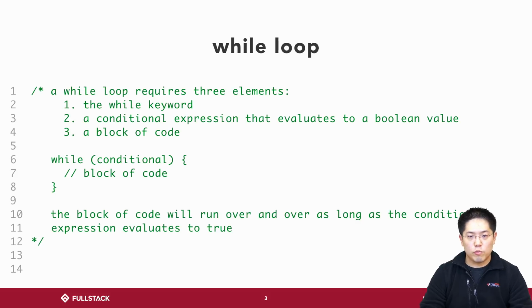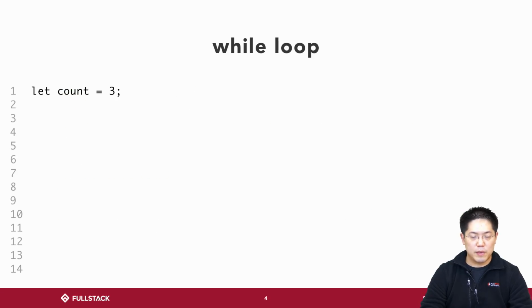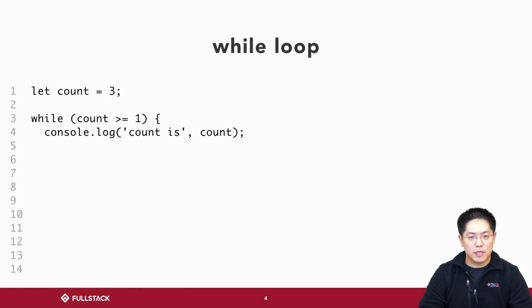All right, so this block of code will run over and over as long as the conditional expression evaluates to true. So let's do an example. Let count equal 3. While count is greater than or equal to 1, we'll say console.log count is count, and then count minus minus, and then close the while loop.